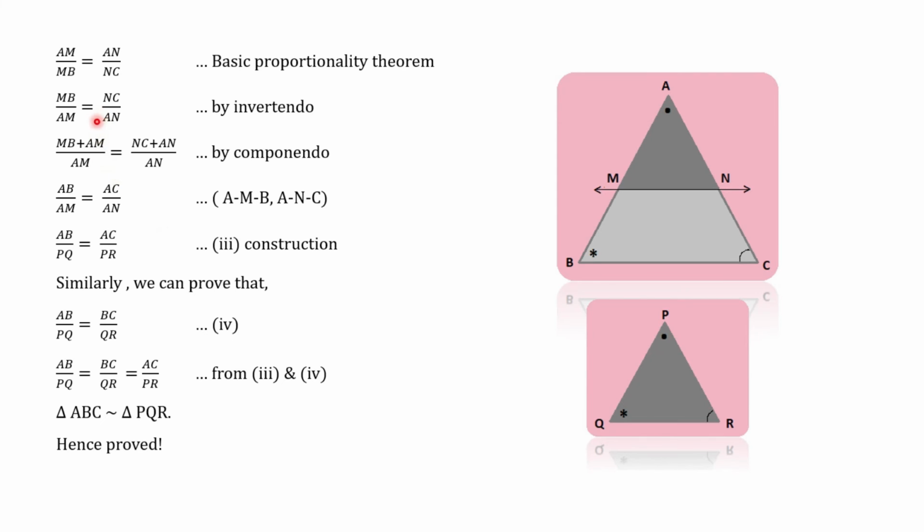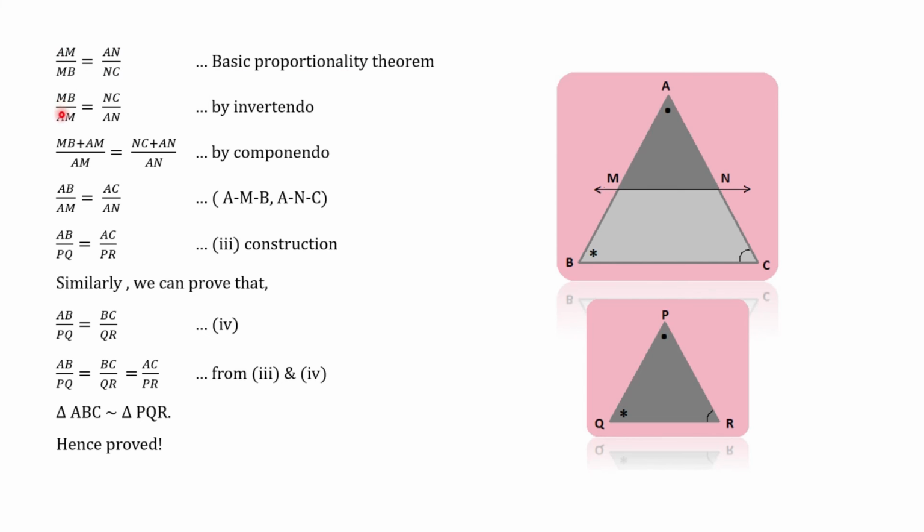The next step is, according to the basic proportionality theorem, we can write AM upon MB is equal to AN upon NC. See this, AM upon MB is equal to AN upon NC. Now why am I taking this step? As we have proved that MN and BC are parallel, we can apply BPT. Hence we can take this step.